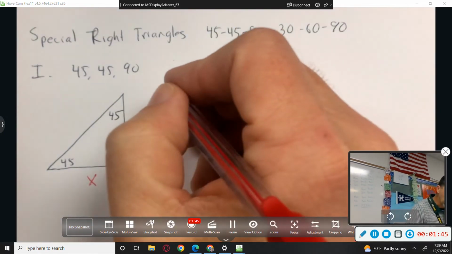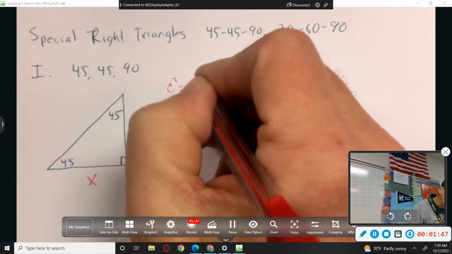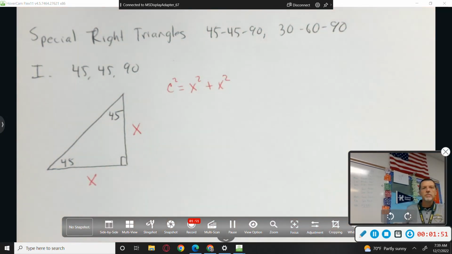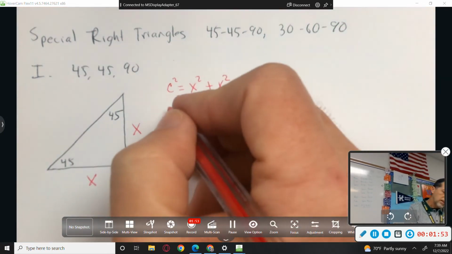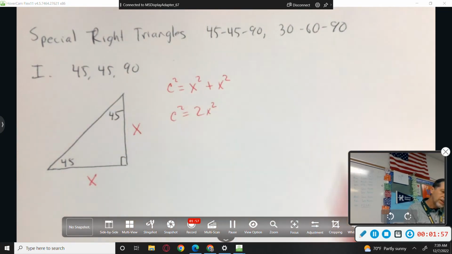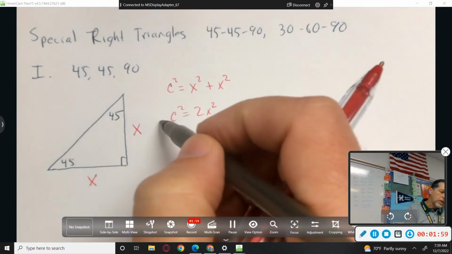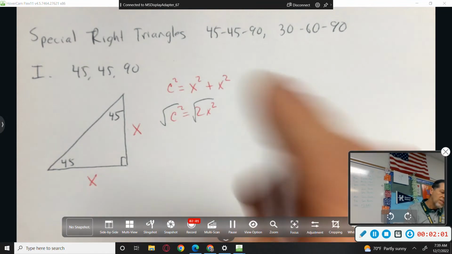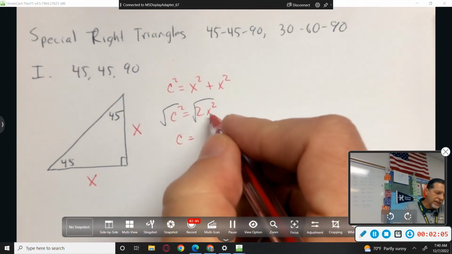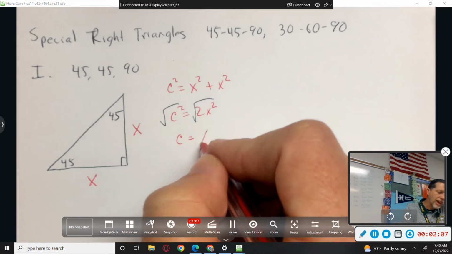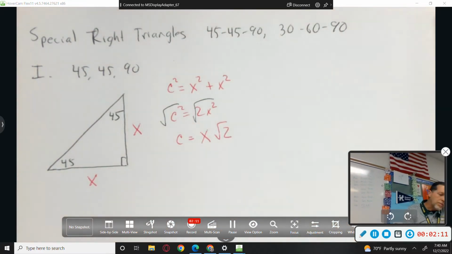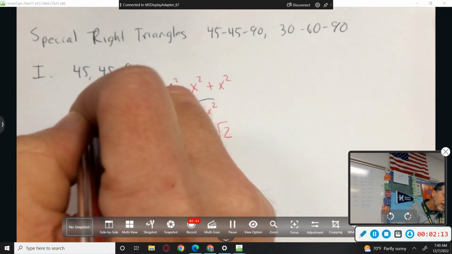Well, if we're stuck, we can do it this way. C squared equals X squared plus X squared. So C squared equals 2X squared. And then if we square root both sides, the X squared we can take the square root of and get X. And then we're left with the square root of 2. So that missing side is X square root of 2.